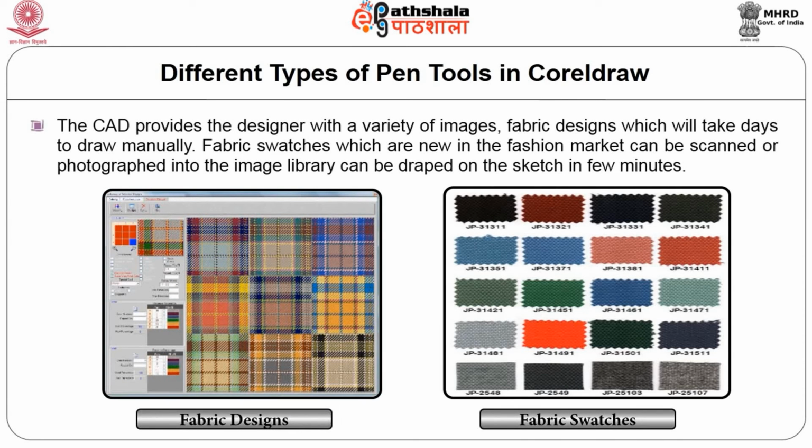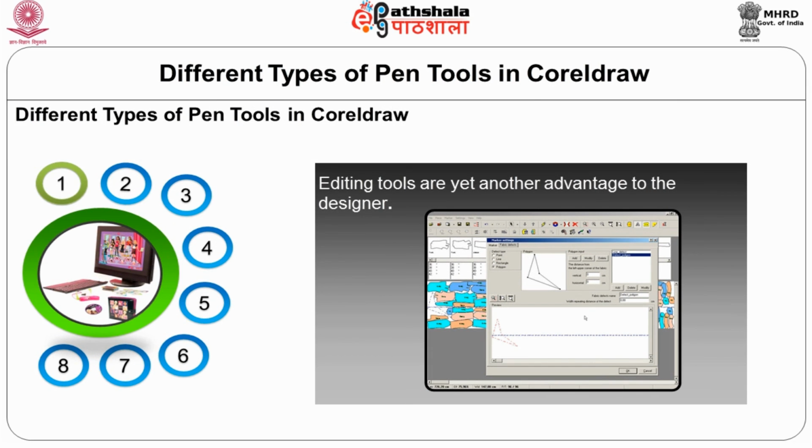The CAD provides the designer with a variety of images and fabric designs that will take days for the designer to draw manually. Fabric swatches, sometimes newly upcoming in the fashion market, can be scanned or photographed and stored in the image library. This texture or design can be visualized on the garment by draping it over the sketch in just a few seconds. Editing tools. This is another advantage to a designer.